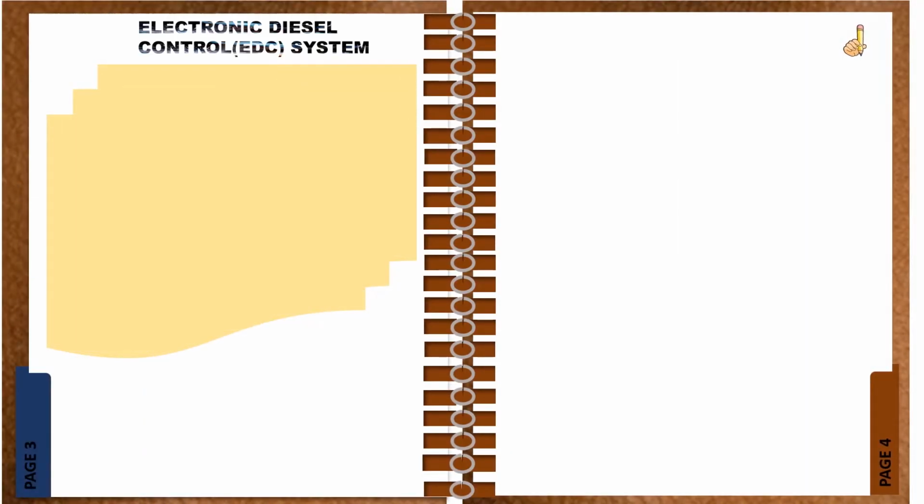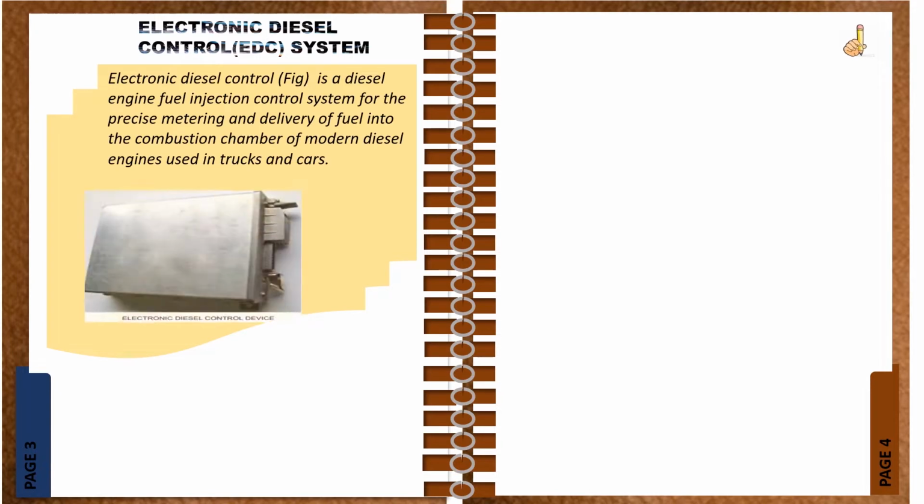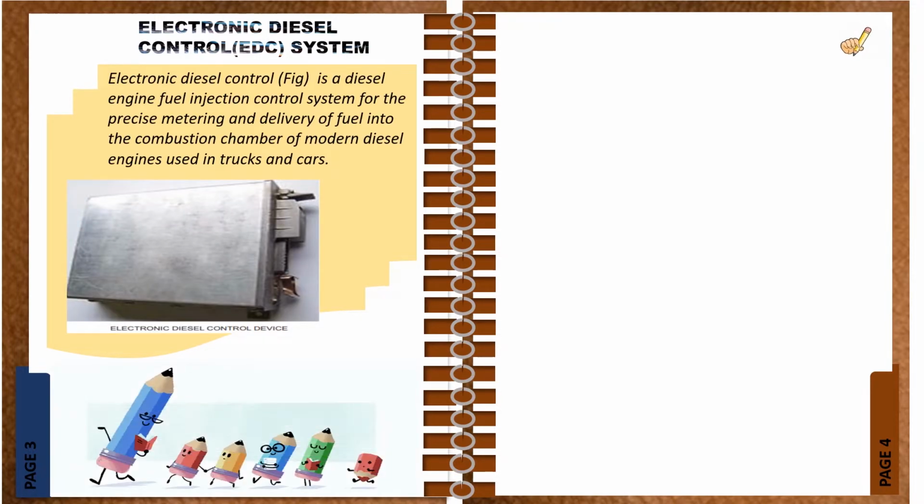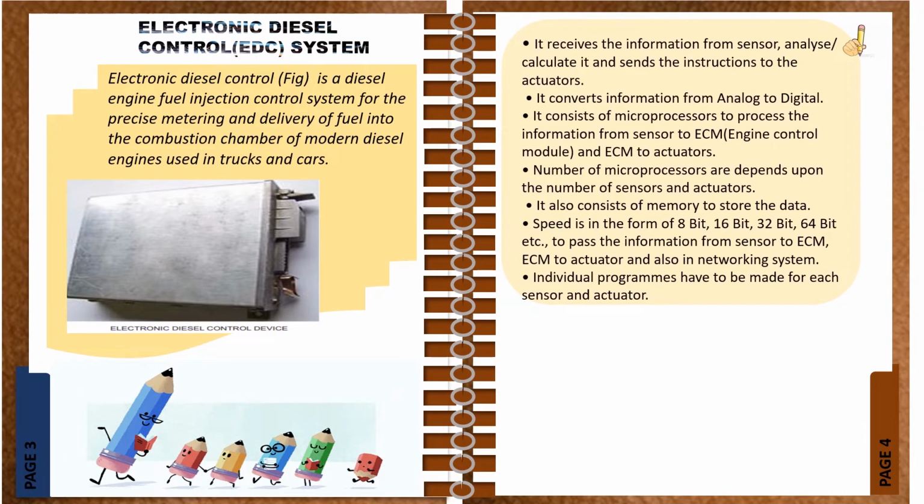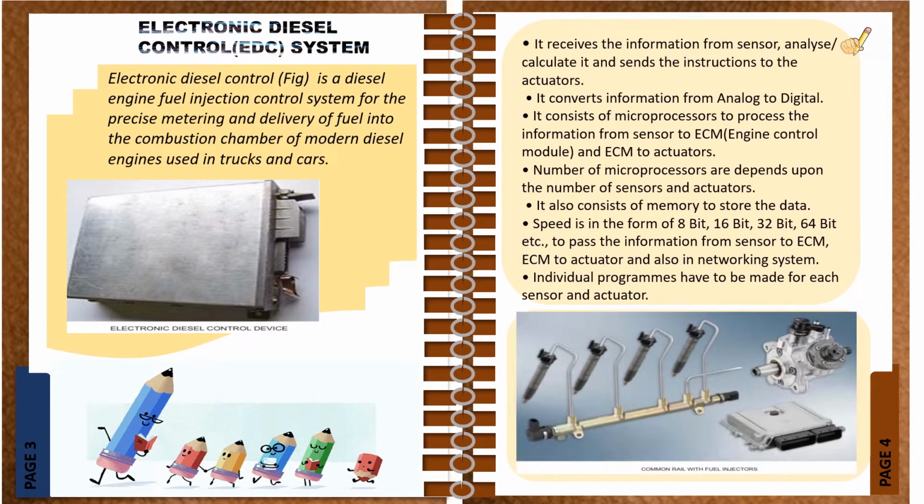Electronic diesel control, as shown in the figure, is a diesel engine fuel injection control system for the precise metering and delivery of fuel into the combustion chamber of modern diesel engines used in trucks and cars. It receives the information from sensors, analyzes and calculates, and sends the instructions to the actuators.